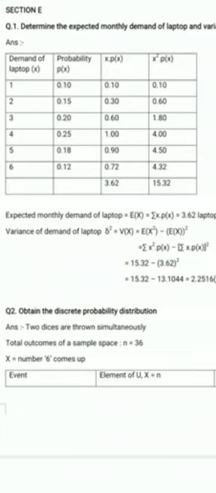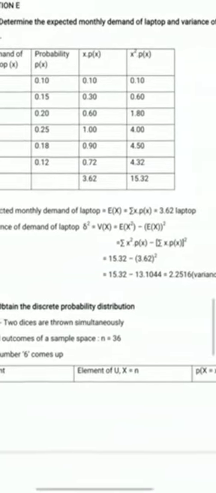So 1 into 0.10 we get 0.10, 2 into 0.15 we get 0.30, 3 into 0.20 we get 0.60, 4 into 0.25 we get 1, 5 into 0.18 we get 0.90, 6 into 0.12 we get 0.72. When we total up this entire column of x into p(x), we get 3.62. So the expected monthly demand of the laptop, denoted by E(x), that is the mean, is equal to sigma x p(x), so the total is 3.62 laptops.